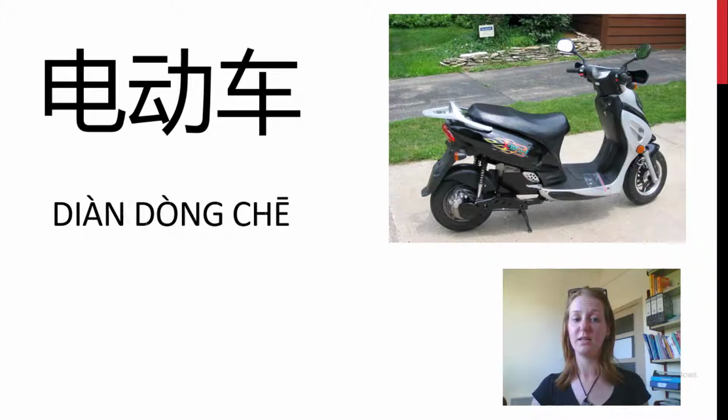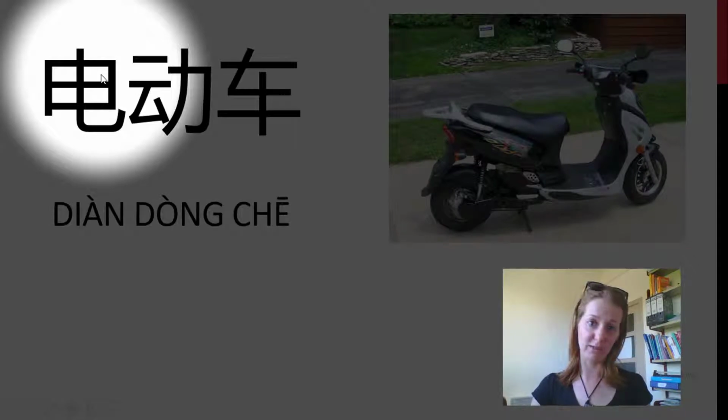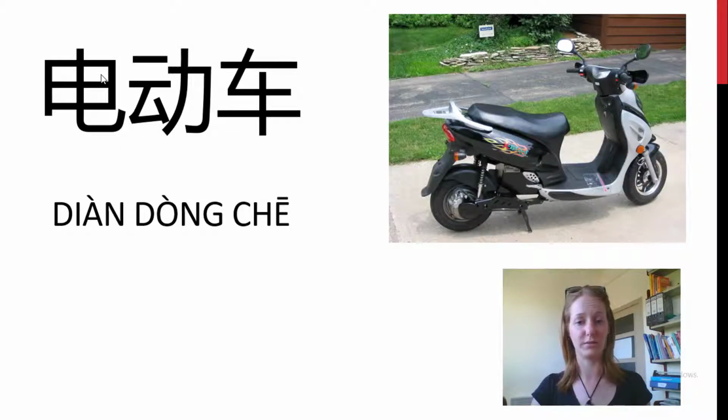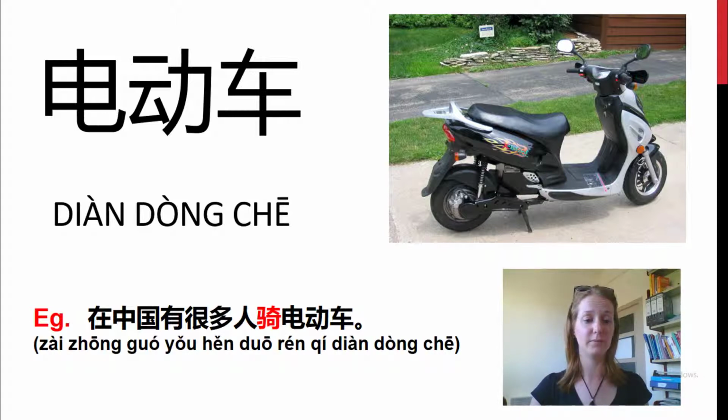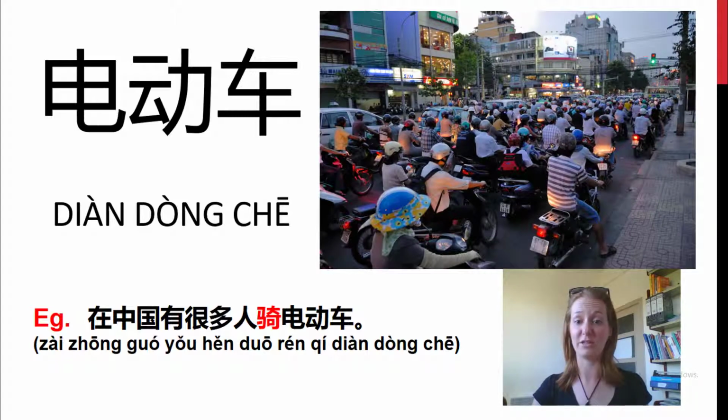这是什么? 这是电动车. 电动车. So this isn't just a normal scooter. As you can see, the far left one we have 电, which is electricity. So this is an electric scooter. So, 在中国有很多人骑电动车. In China, there's a lot of people that ride 电动车. Here's a wee picture of them. So many, 很多人.